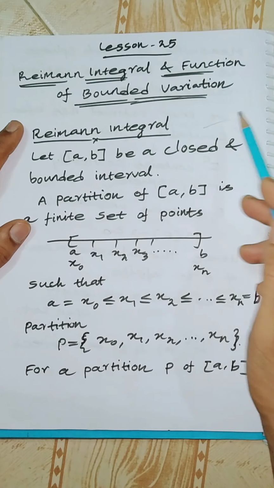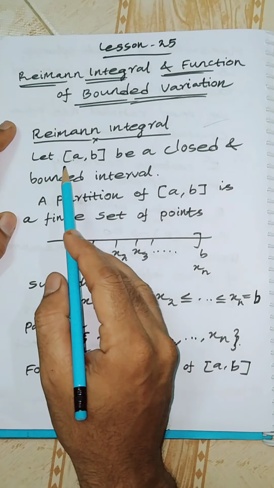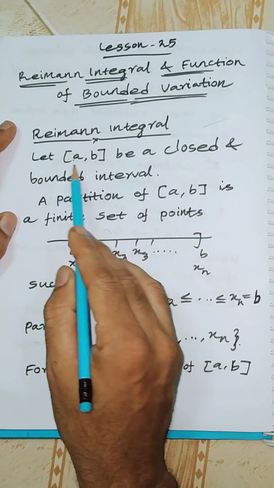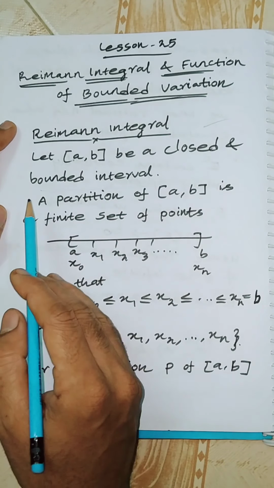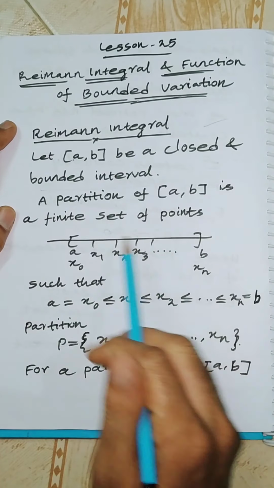You know very well, but I recall. What is a Riemann integrable? Let [a, b] be a closed and bounded interval. Then we take one partition. In that interval I take one partition.